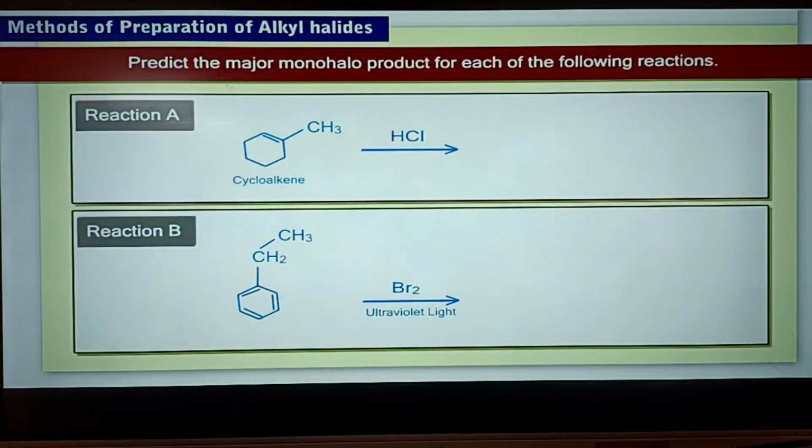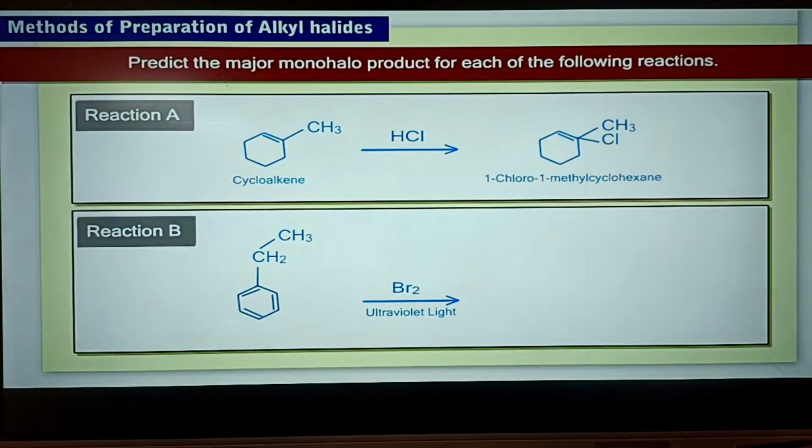Test your knowledge with a problem. Predict the major monohalo product for these reactions. Note that the reactant in reaction A is a cycloalkane, but the reactant in reaction B contains an aromatic ring.